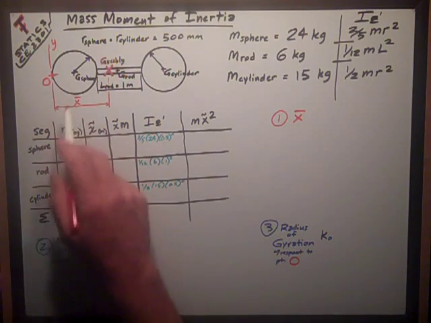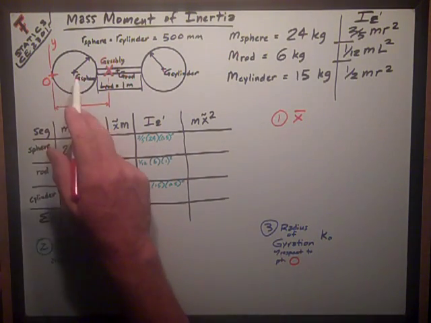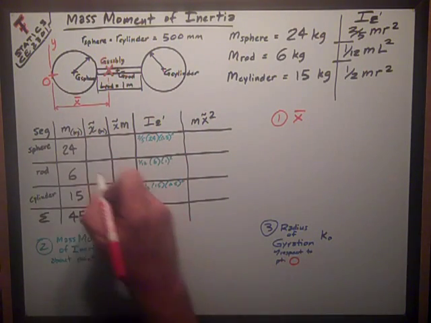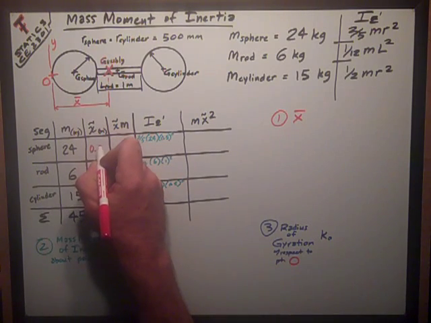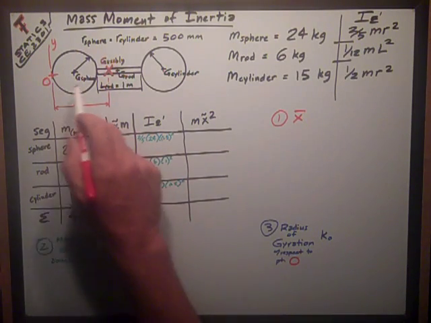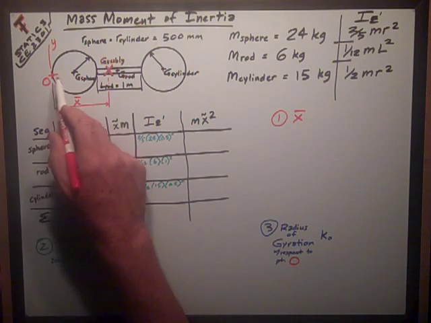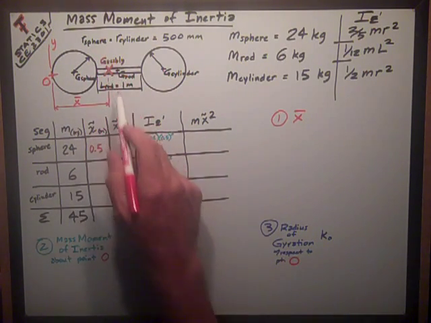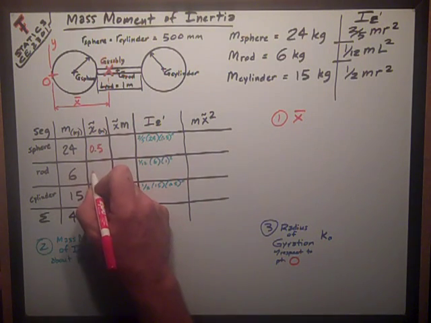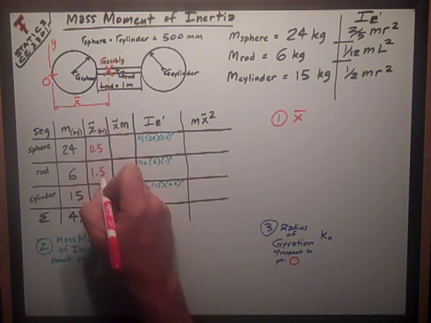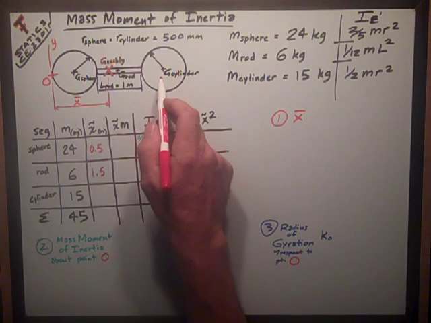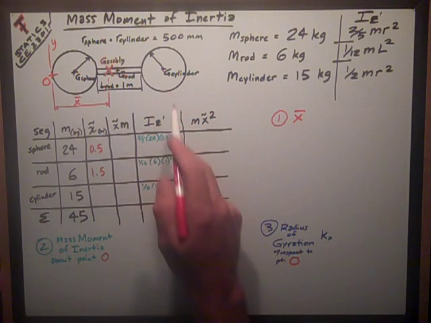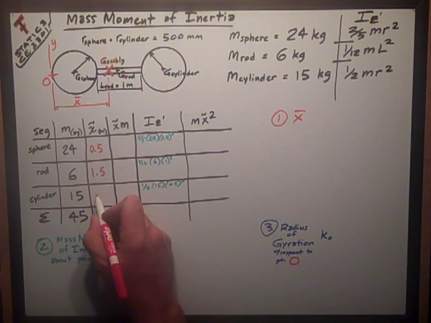The centroid of the sphere is the radius, 0.5 of a meter away from point O. So I just write 0.5 in there. The center of that rod is the diameter of the sphere, which is 1 meter, plus half the length of the rod, half a meter, so it's 1.5 meters. And the center of the cylinder is at 1 plus 1 plus a half, 2.5 meters.